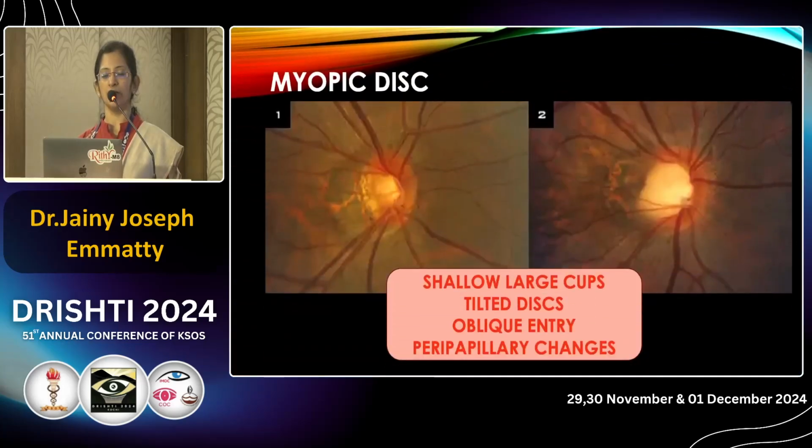And the most confusing condition is the myopic disc. It's always confusing due to the shallow, large cups, tilted disc, and oblique entry, and Dr. Jason will be enlightening this in the next session.